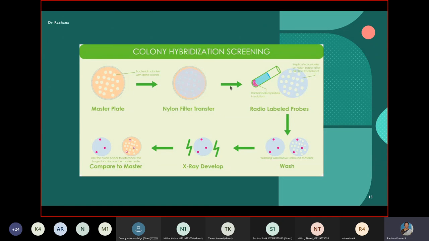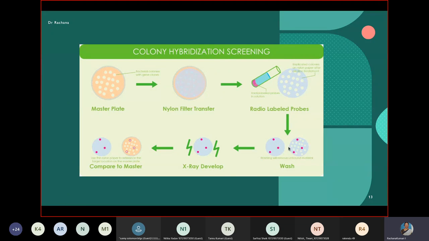Now that solution we will put not on the master plate but on the replica plates so that we will screen them. So in the replica plate we are trying to identify. Wherever the radiolabeled probe finds its complementary regions, it will go and bind. So only these three colonies are showing the presence of complementarity. All these don't. So this we are decoding from the master plate.